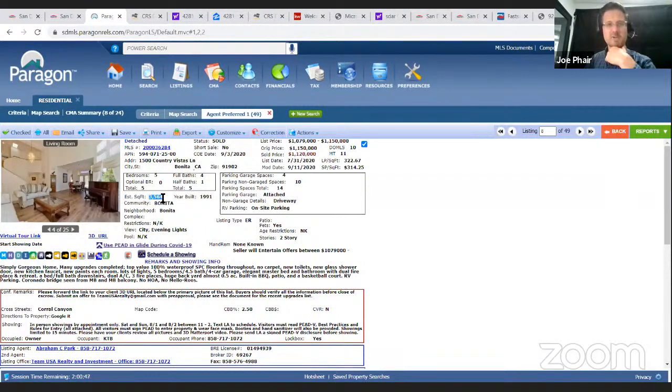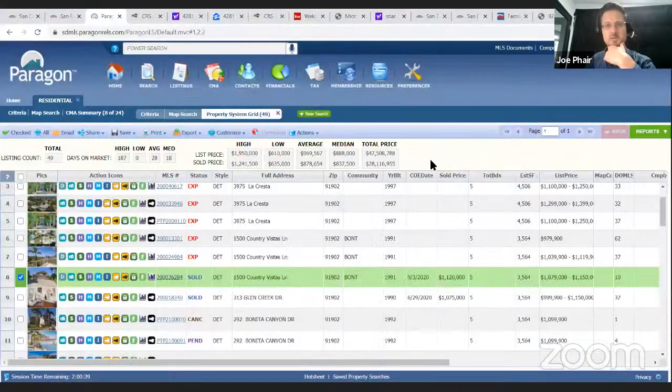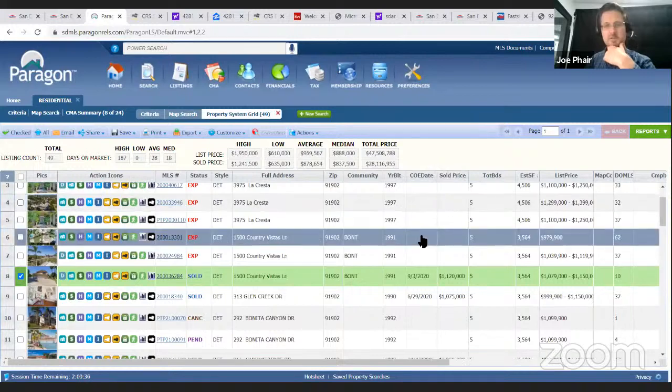See, so this one's 3,500 square feet. That's significantly smaller. 3,500, 3,500.